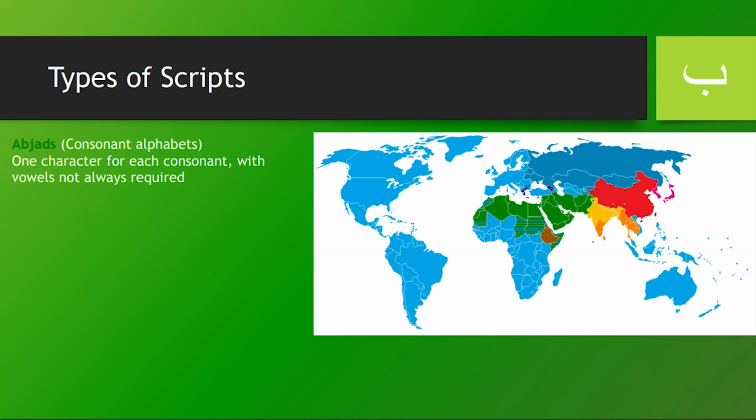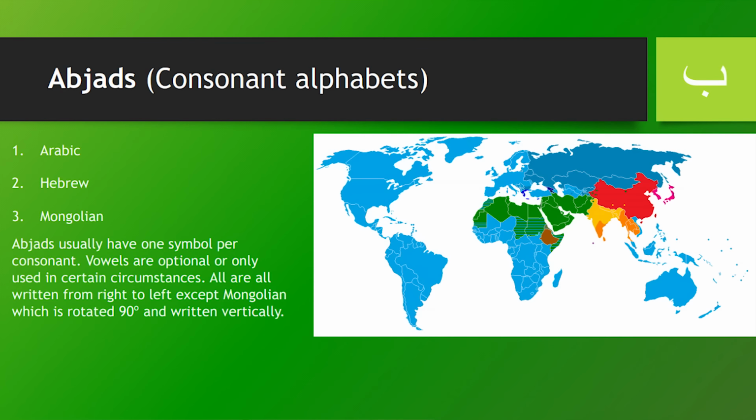Finally, in the Abjad category is Mongolian. So Mongolian is only used officially in the Inner Mongolian region of China. So if we can do the next slide, we'll look at these scripts one by one. The 3 living Abjads of the world today are all written from right to left, which in the case of Mongolian is actually tilted 90 degrees, so it's written vertically.